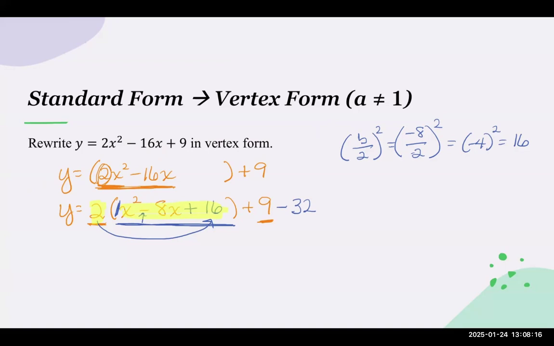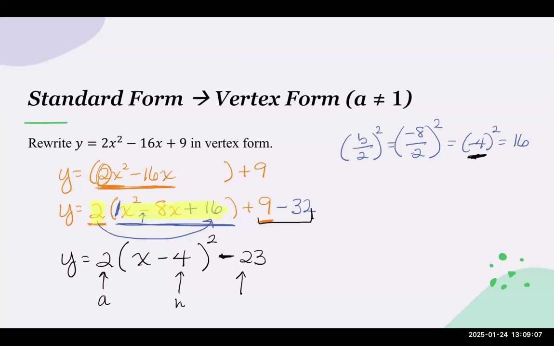So that's where you have to be really careful when a is not equal to 1, is in not only factoring that number out in one of the first steps, but then also remembering to multiply it when you're doing the balance. Okay, and so now we've got our y, we've got the 2 out in front. We're going to rewrite x squared minus 8x plus 16 as x minus 4 squared, because remember, b over 2 is -4. And then we'll combine our 9 with our -32 to have a minus 23. So here's our a value, here's our h value of 4, and here's our k value of -23.